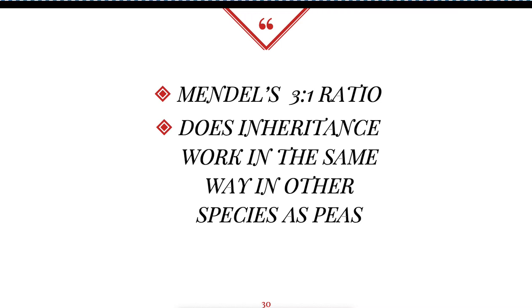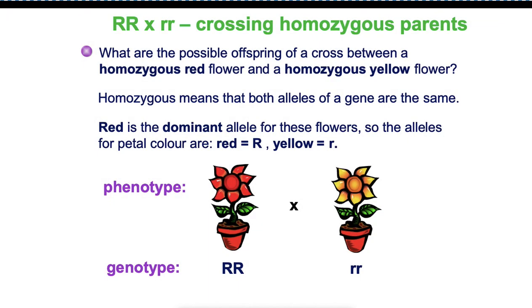Today we're going to talk about Unit 10, Part 2, Mendel's 3 to 1 ratio, and whether inheritance works in the same way in other species as it does in peas. As you know, we talked about alleles and dominant and recessive genes. Red is the dominant allele for the flower. So the allele for petal color is red with a capital letter, and yellow is going to be in a small case letter just because it's recessive.